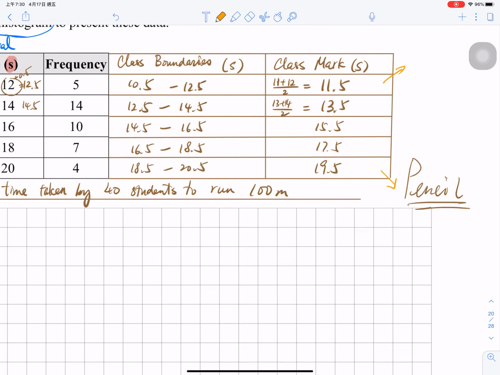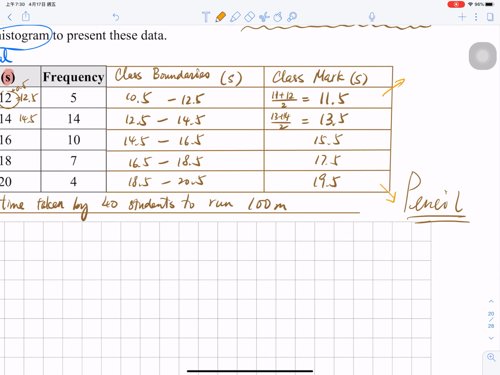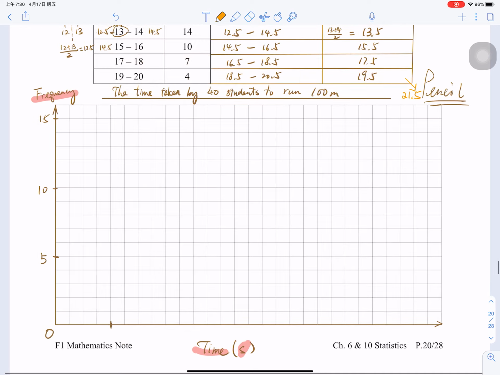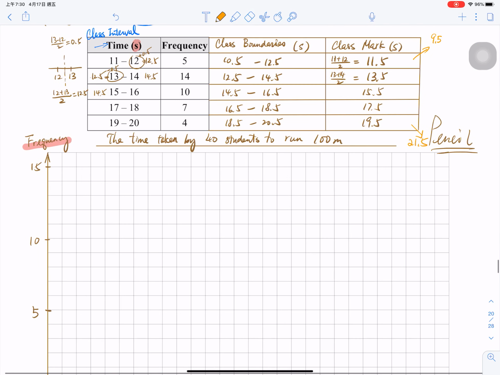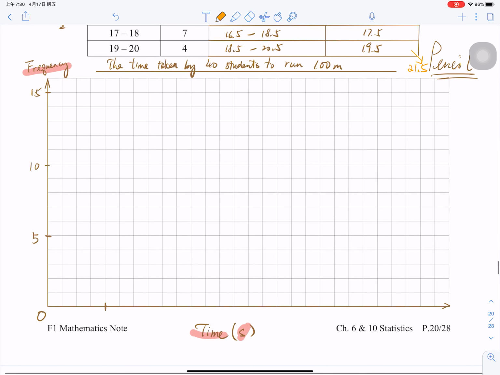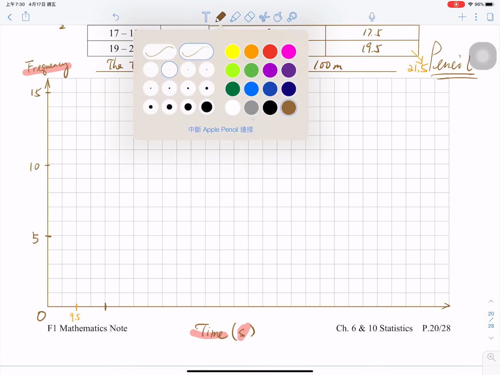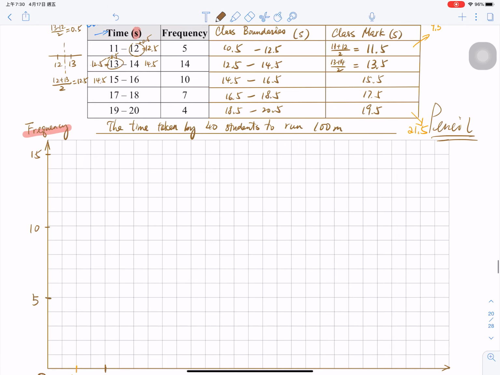For example, before 11.5, if we have one more class before the first class, it is 9.5. And if we have one more class after the last one, this one should be 21.5. So hope you can leave these 2 values before and after. This one is 9.5. Okay, and let's start.